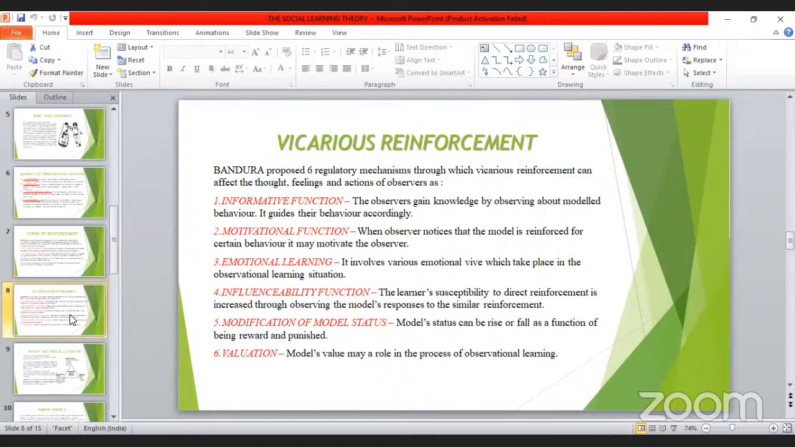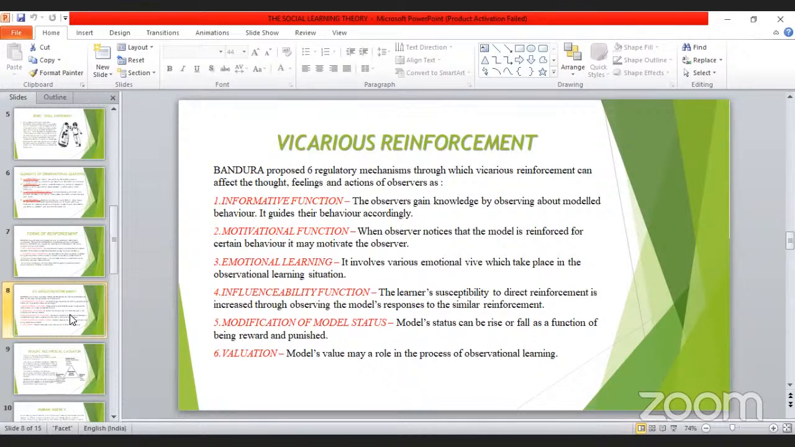Next is modification of model status. Model status can rise or fall as a function of being rewarded or punished. If the model is punished after performing a particular behavior, then you will perceive the model in a very negative way. Oh, the model is performing in an aggressive way, and he is punished by others also. So the model is not very good. If I perform in that way, I will look bad in front of others also. So my personal status will be hampered. So I will not perform in that way, right?